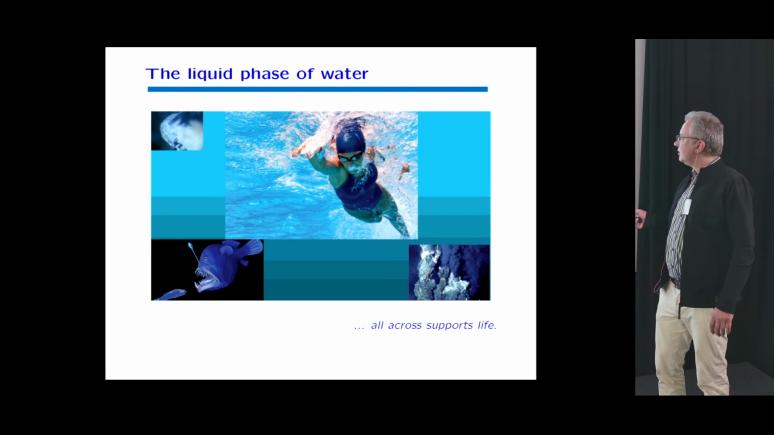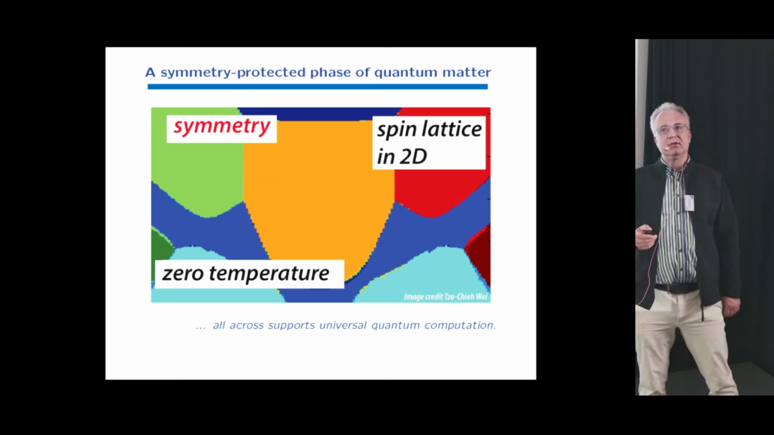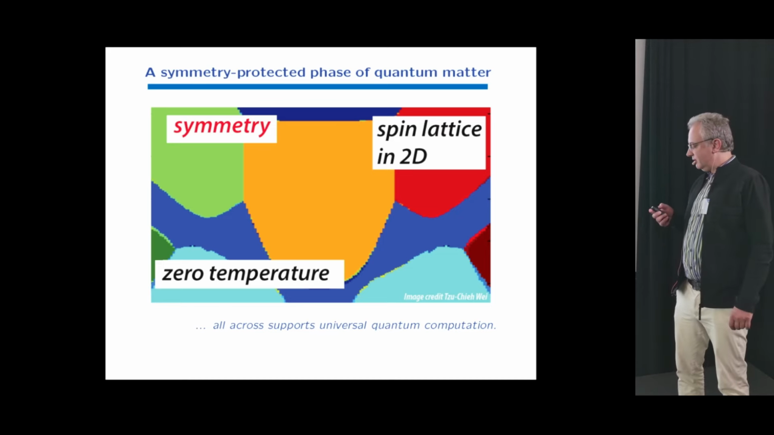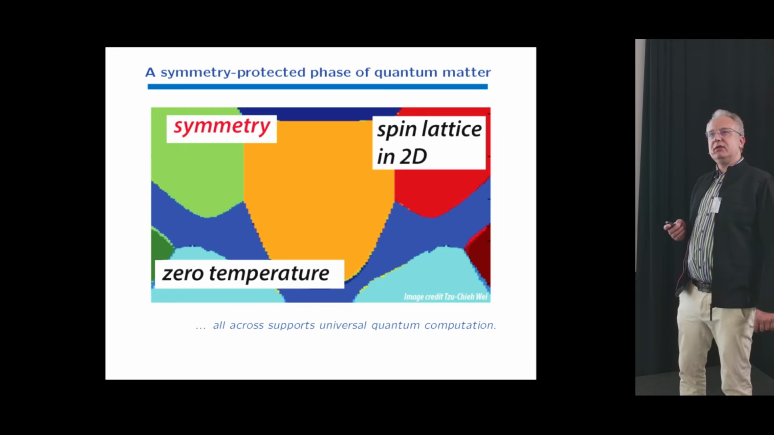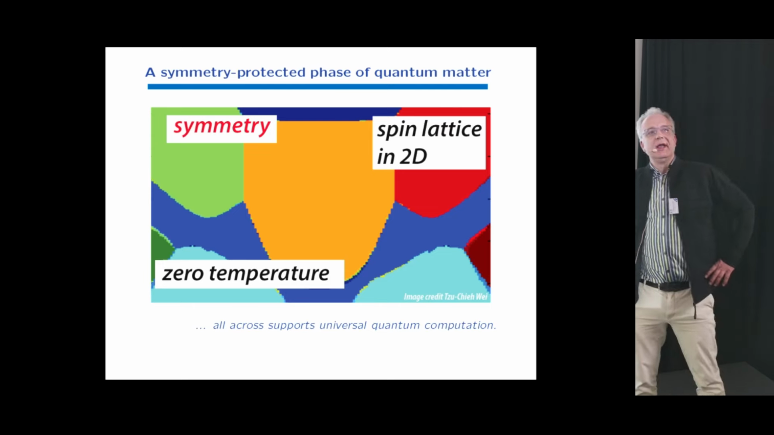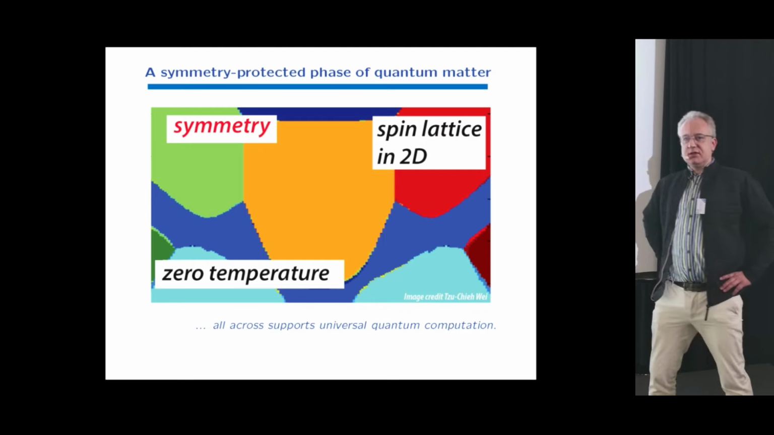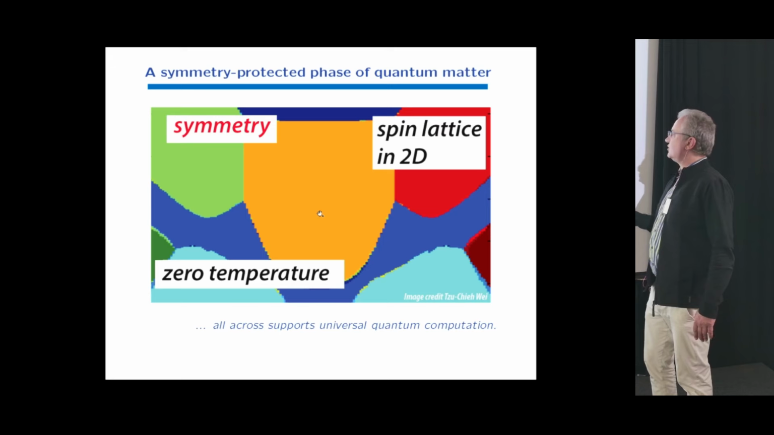So the property we will be talking about is quantum computation. We are relating phases of matter, and I will tell you in a moment what the ingredients are, to quantum computation. When do phases of matter support quantum computation? And in particular, when do phases of matter support universal quantum computation? This is what I'll be talking about. My ingredients are symmetry, it's very important.